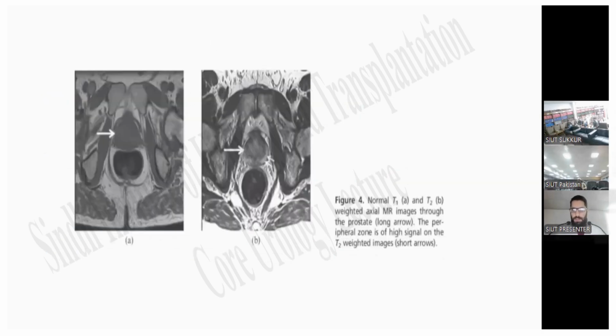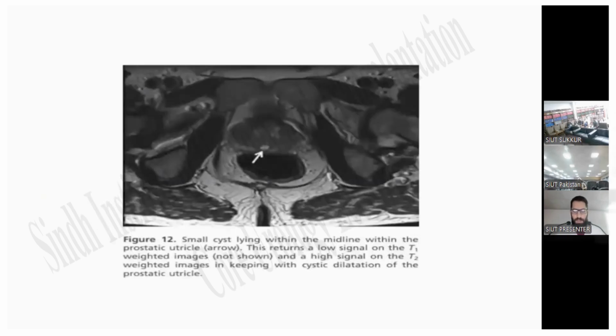The MRI image of a normal prostate, and the MRI image of a prostatic cyst that is pointed out by an arrow.